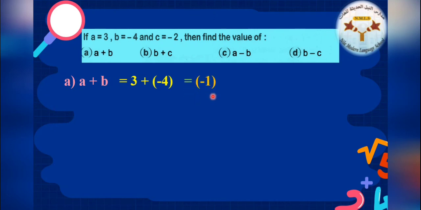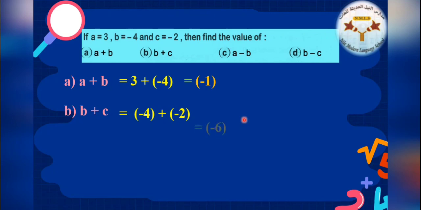Let's see number b. This is b plus c. I will replace b with negative 4 and c with negative 2. So this is negative 4 plus negative 2. Same sign, find the sum, keep the same sign. So 4 plus 2 equals 6 with the same sign, negative. So the answer is negative 6.